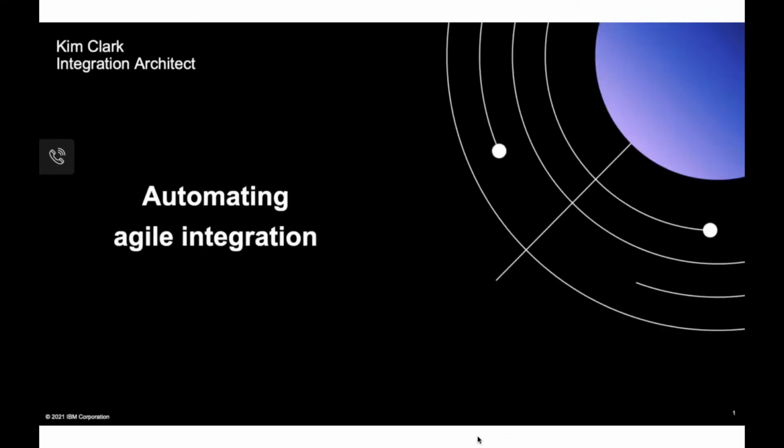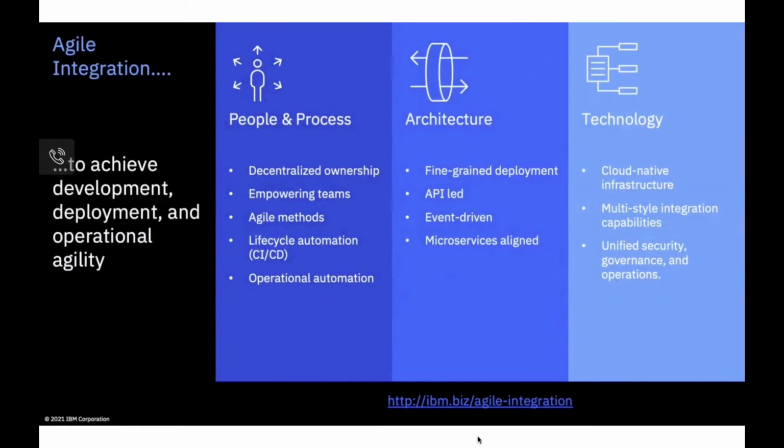Hi, my name is Kim Clark. I'm an integration architect working for IBM. My main focus is agile integration, which is a technique used to move integration landscapes forward to enable them to be more nimble, to enable a higher velocity of creation of integrations, more effective administration and operational support of those, and to potentially allow them to be more decentralized. And it's very much focused on a cloud-native approach to performing integration.